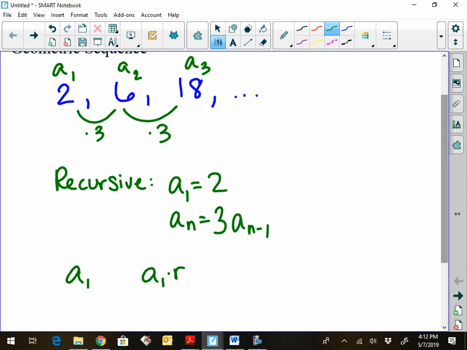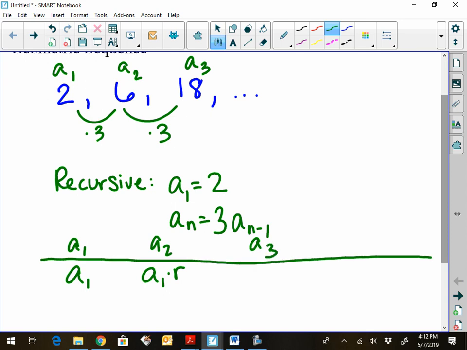Our third term, so we could make this even more of a table. So a sub 1 is this, a sub 2, a sub 3, and showing just what they're equal to. So a sub 3 would be our first term times our ratio, which is the term right before, and then times our ratio again. So if we continue this, we could also say that that's a sub 1 times r, and if we have r times r, that would be r squared, right? So in general, we can see a pattern start to form.